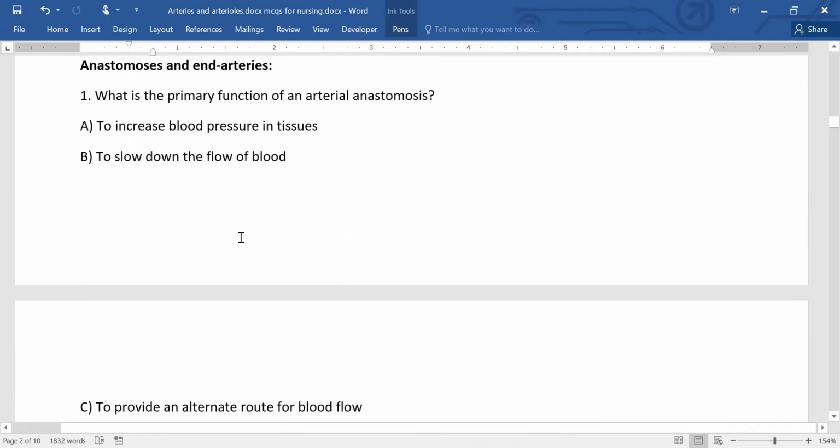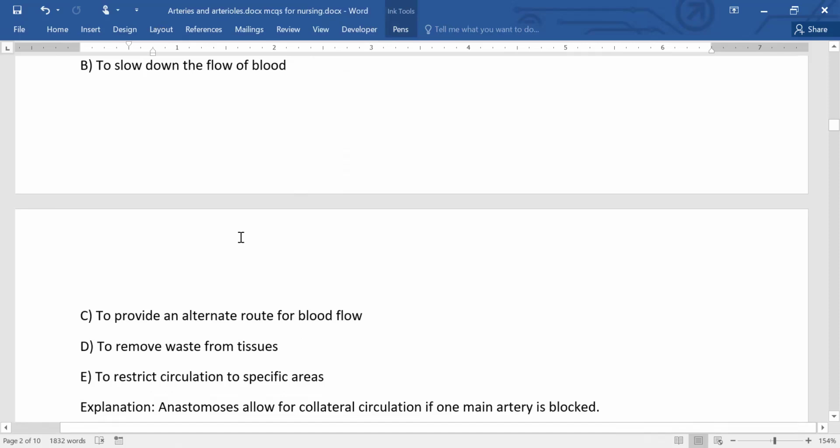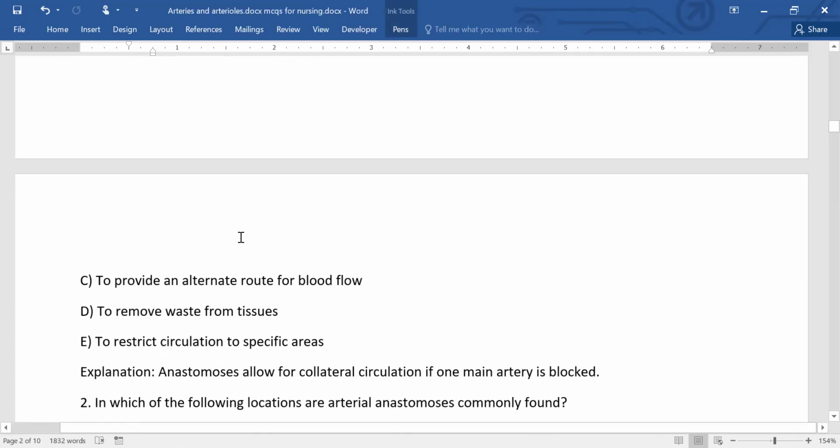So what is the primary function of the arterial anastomosis? It is to provide an alternate route for the blood flow. Anastomosis allows for collateral circulation. If one main artery is blocked, it provides an alternate route for blood flow. The correct answer is to provide an alternate route for blood flow.